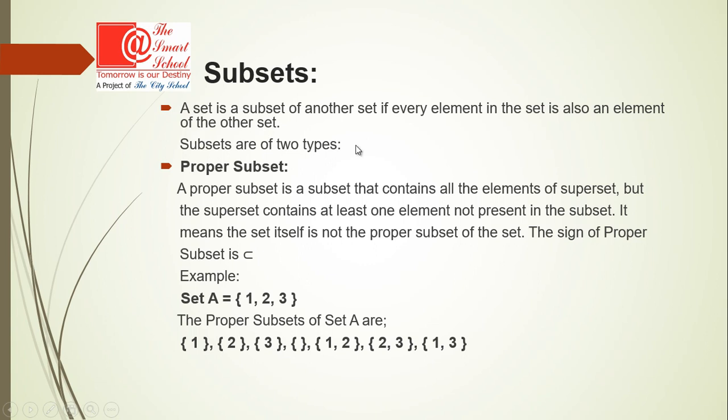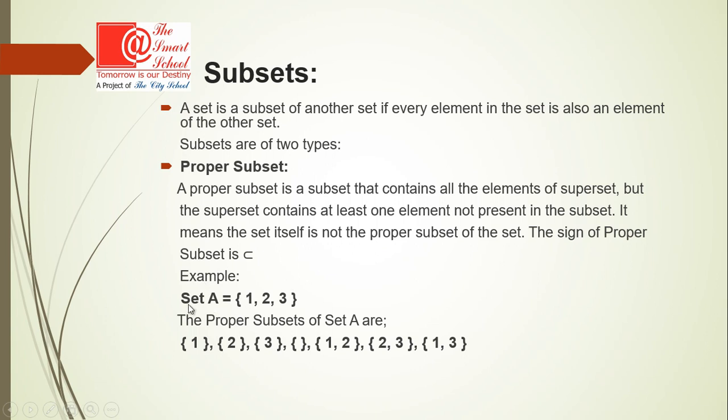Subsets are of two types. First one is proper subset. A proper subset is a subset that contains elements of the superset, but the superset contains at least one element not present in the subset. It means the set itself is not the proper subset of the set. The sign of proper subset is this. You can say that an equal set of any set is not a proper subset of the set.